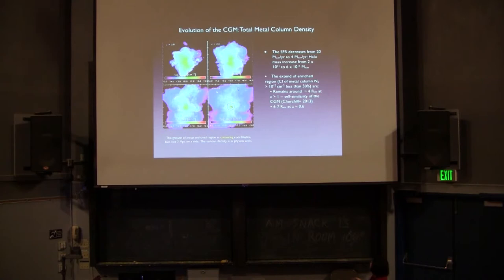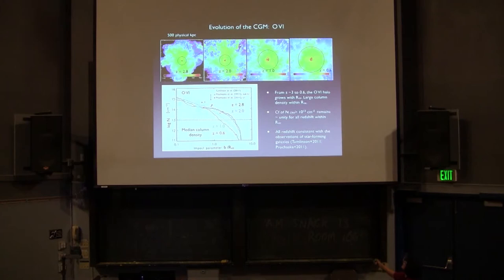But this is also the case if you look at just one ion. I only look at oxygen 6 for now. And this is the oxygen 6 profile as a function of redshift, and you see this color difference. It's evolving this way. Within one virial radius, the oxygen 6 remained very strong, and it's consistent with the Tumlinson data about local star-forming galaxies. And this is how an oxygen 6 halo would look.